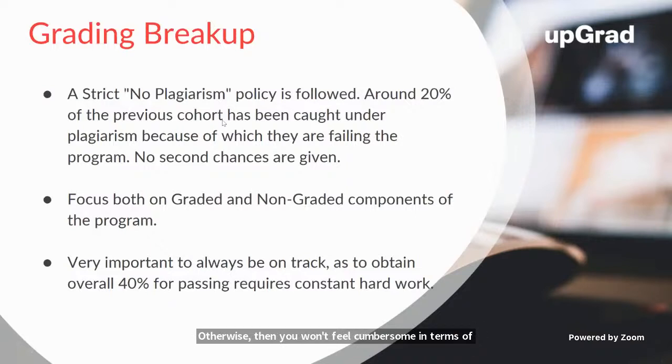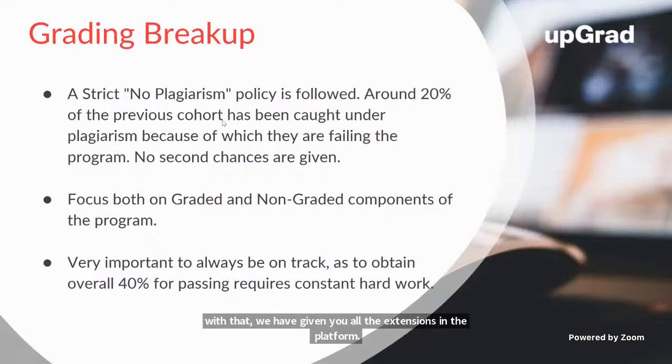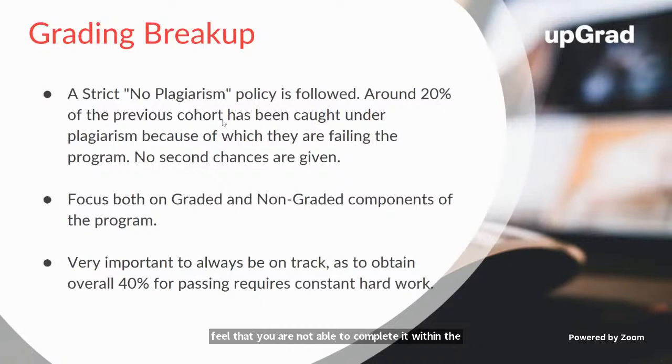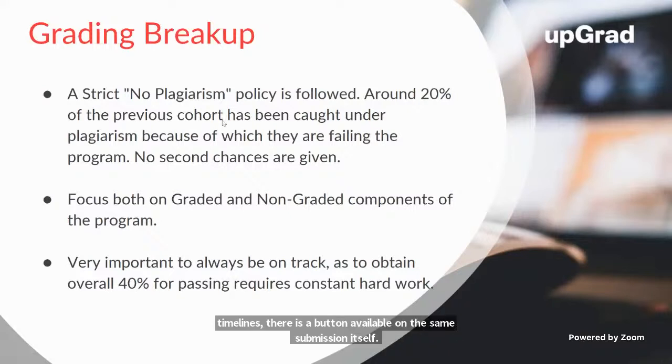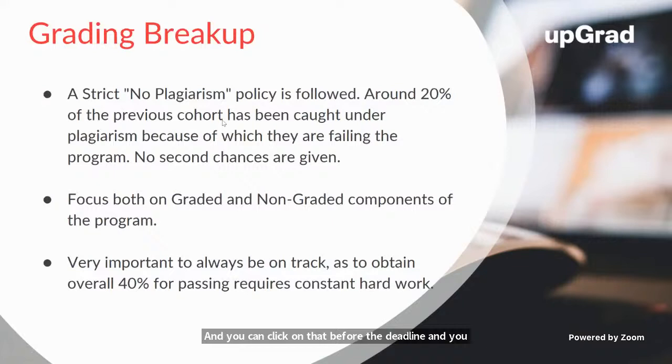To support you in this journey, we have introduced extensions as well. I understand that most of you are working professionals, so you might have commitments. To deal with that, we have given you extensions on the platform. For example, if you have a submission due and you feel you are not able to complete it within the timelines, there is a button available on the submission itself, and you can click on that before the deadline to extend the timeline by one more week. For example, if a submission is due today, 29th September at 11:59 p.m., and you realize you are not able to complete it by tonight, you can just click on the button before the deadline so that the extension can be applied for that module. This extension will be of 1 week, so if you have a deadline today, it will be extended to next Friday. This is something you are supposed to do at your end as per your convenience, but make sure that you raise the extension from the platform before the deadline itself, right?